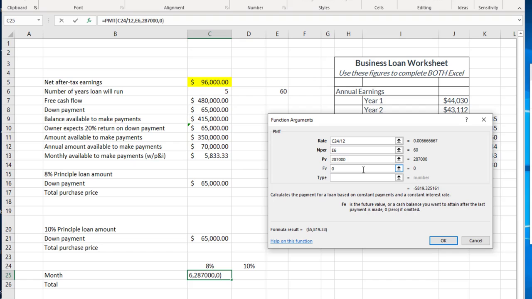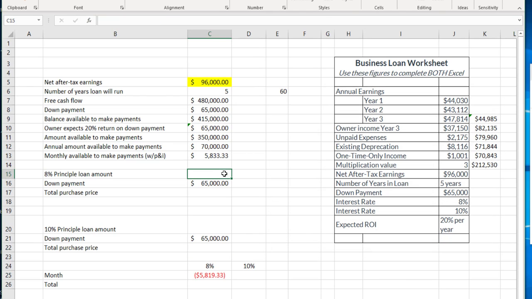If you want the algebraic equation, you can go into Google and look up amortized house payment calculation. Anyway, 5819 is below 5833, so we are good. And that way we know our loan amount is $287,000. So I can say 287,000, and I can say the total purchase price is equals this times 60. So our total purchase price, $349,159.51.